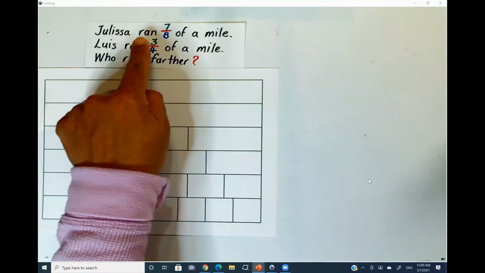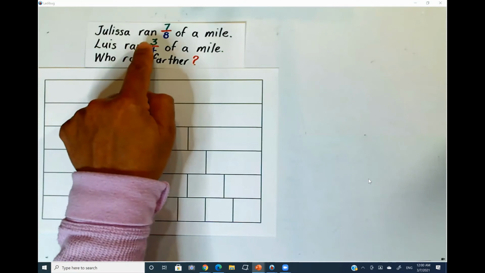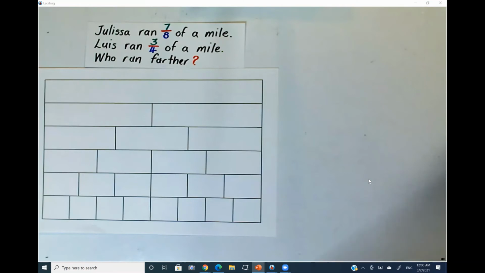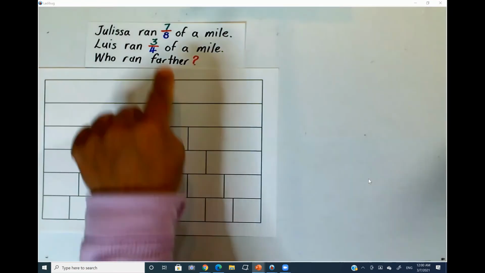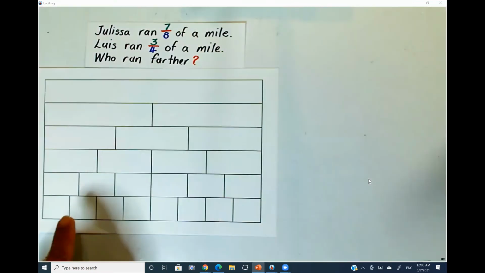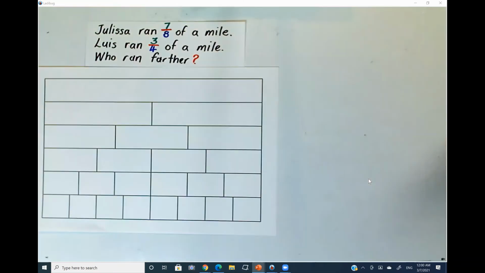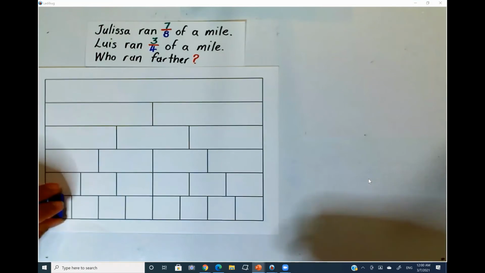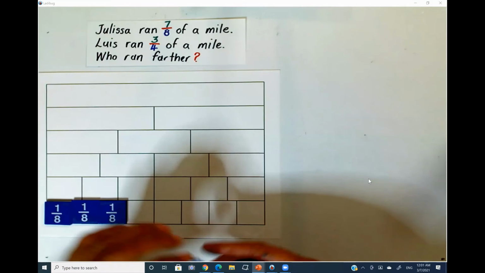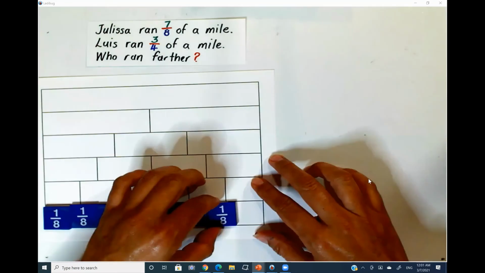For example, Julissa ran 7/8 of a mile. Luis ran 3/4 of a mile. Who ran farther? Now, let's remember we have to represent the problem. So first of all, we have to find the whole that is divided into 8 equal pieces, which is this one, 1, 2, 3, 4, 5, 6, 7, 8. The numerator tells me that I have to shade 7 out of the 8 pieces. So I'm going to do 1/8 plus 1/8 is 2/8s, 1 more 8, 3/8s, 4/8s, 5/8s, 6/8s, and 7/8s.